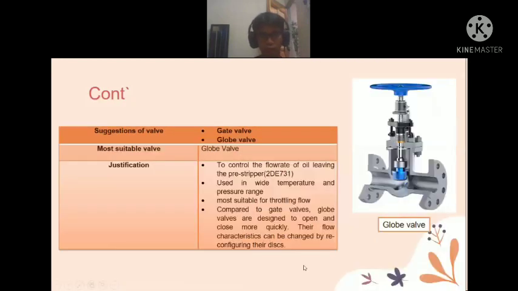And the control valves considered for the loop are the gate valve and the globe valve. The most suitable valve is the globe valve. Here is the justification why the globe valve is the best. At the right is the picture of the globe valve.